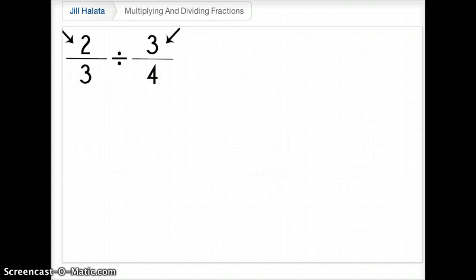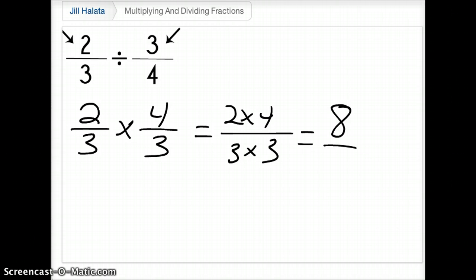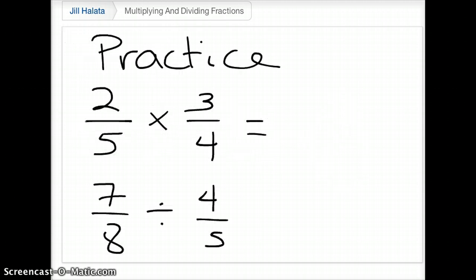All right, let's try another. So here we go. Remember, it's doing the reciprocal. So it's going to be 2 thirds times 4 thirds, and then you just multiply it across. So 2 times 4 and 3 times 3. So that gives you 8 ninths. It's in counting order, so you know you're in simplest terms. So you're finished. Good job.